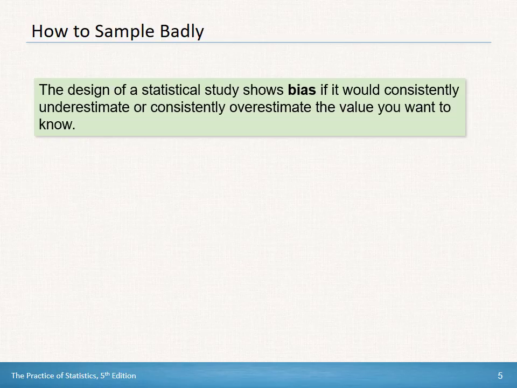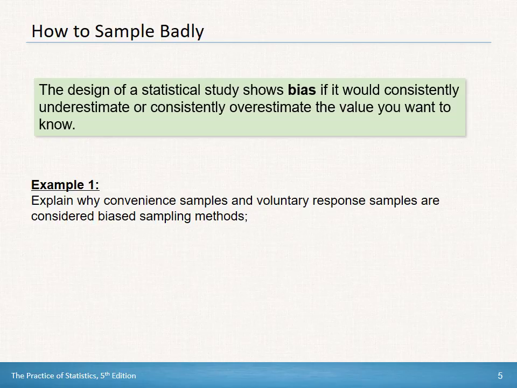So if you're asking someone how they liked the food at a restaurant and you're doing a voluntary response, then the people who are going to respond are probably going to be the ones who either really super loved the restaurant or really hated the restaurant. The rest of the people aren't really going to say much most of the time. So you're going to get either a really strong opinion about how good it was or a really strong opinion about how bad it was. So it's going to either overestimate or underestimate the value that you're trying to find out.